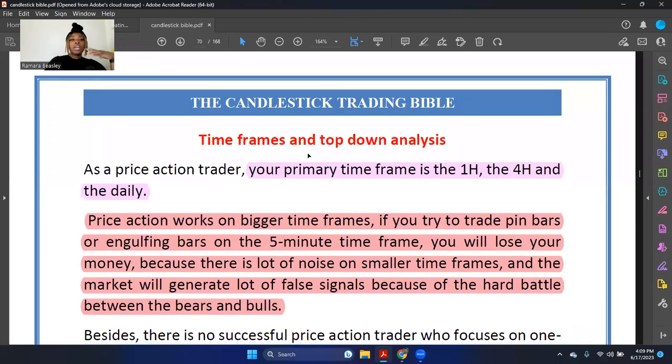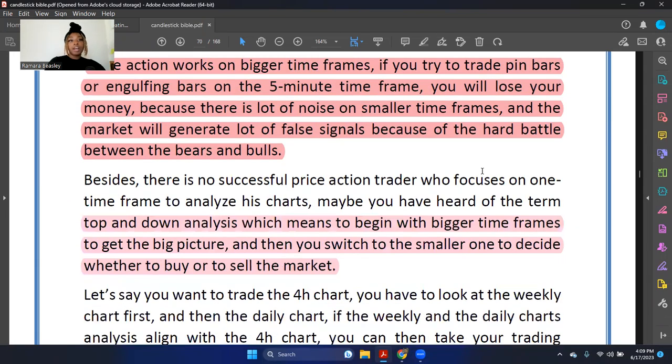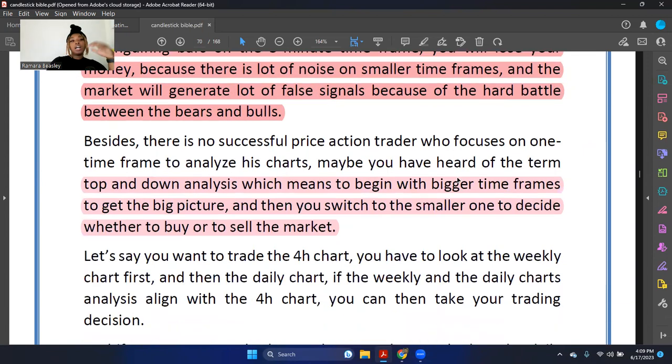As a price action trader, your primary time frames are the 1 hour, 4 hour, and the day. Price action works on bigger time frames. If you try to trade pin bars or engulfing bars on the 5 minute time frame, you will lose your money, because there's a lot of noise on smaller time frames, and the market will generate a lot of false signals because of the hard battle between the bears and the bulls. Besides, there's no successful price action trader who focuses on one time frame to analyze a chart.